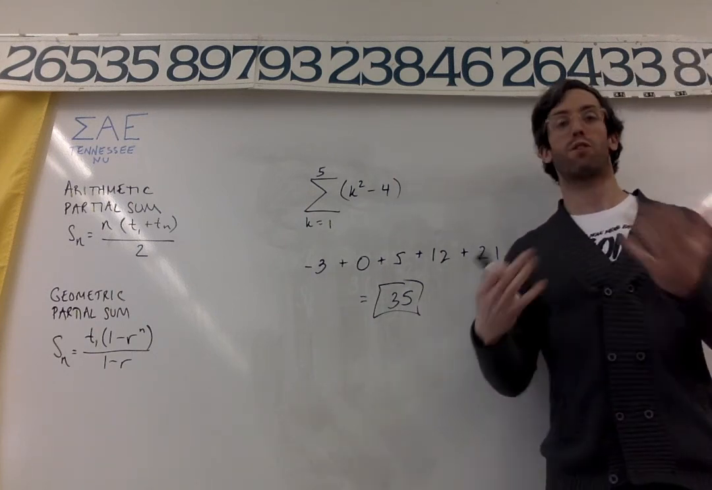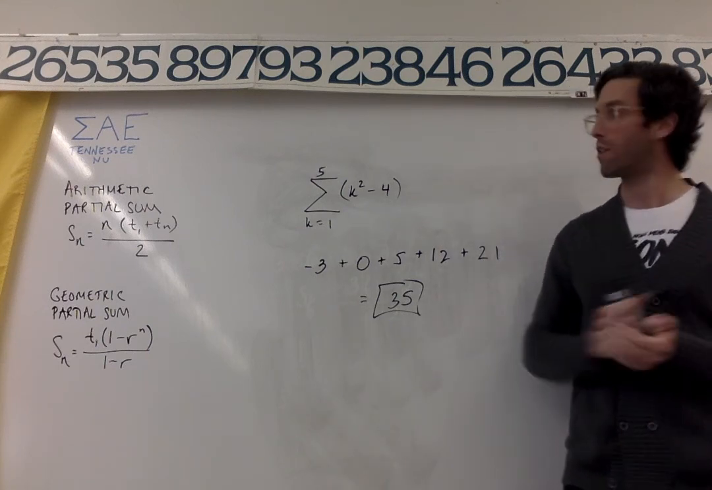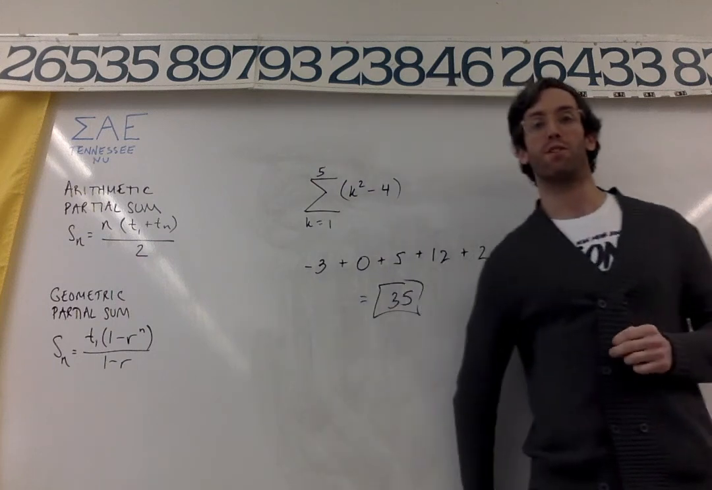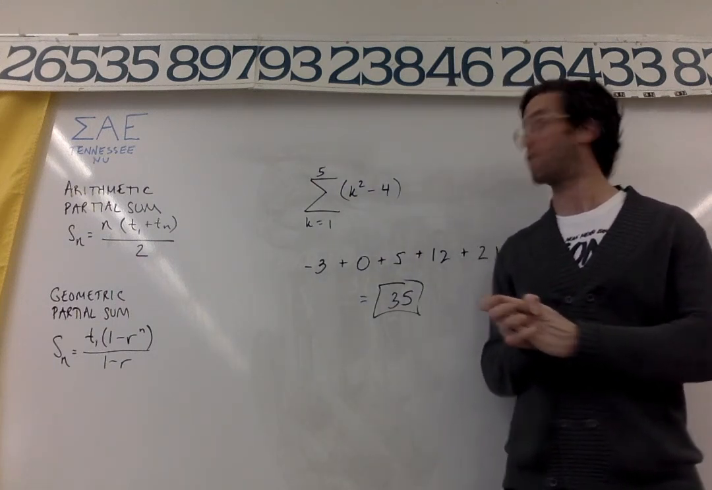So hopefully this was a good introduction to sigma notation and how to use these two formulas for arithmetic and geometric sequences, and also to Greek life at Vanderbilt University. All right?